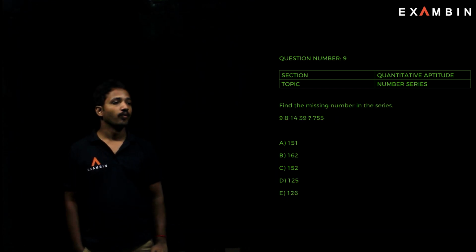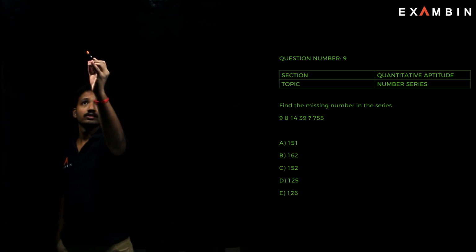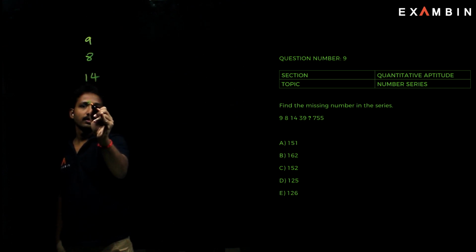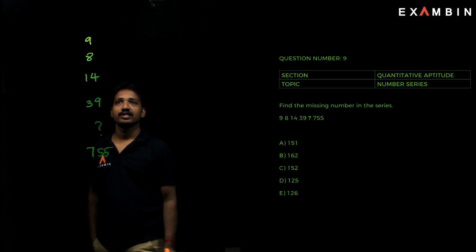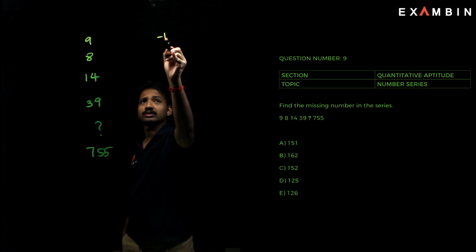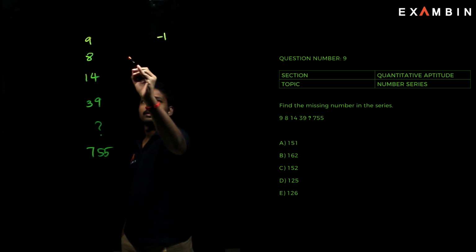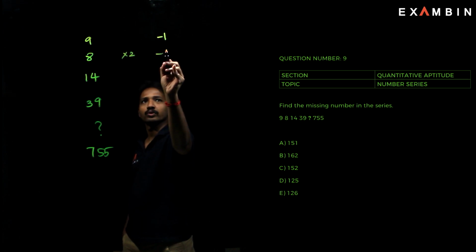The next question is, find the missing number in the series: 9, 8, 14, 39, a missing number, then 755. So I'm writing all those numbers: 9, 8, 14, 39, question mark, 755. So the relation is 9 to 8. Nothing has happened, only a minus 1 is there. Then 8 to 14, something has happened. So 8 into 2, 16. 16 minus 2 has happened.